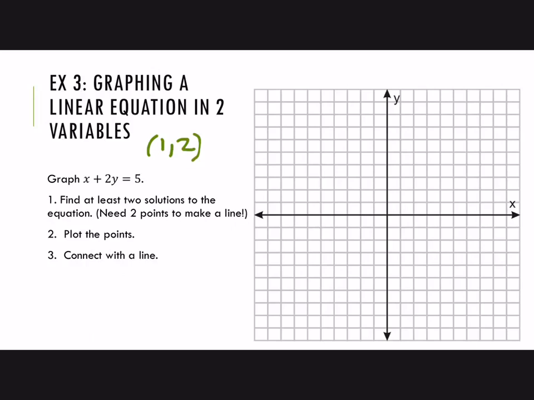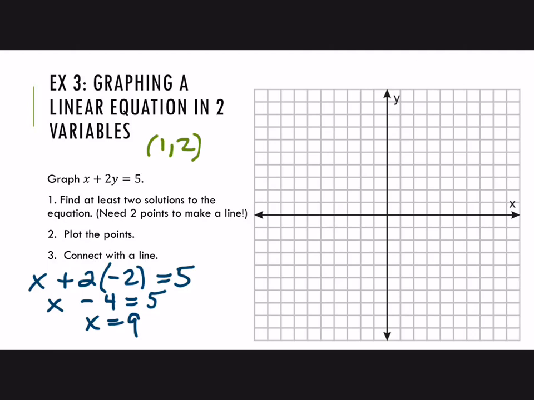You could also choose a y and then see what the x value is that goes with it. So let's pick a negative here. How about -2 for y? And then I would solve for x. So 2 times -2 is -4, and then add 4 to both sides, and x equals 9. So the point (9, -2) is also a solution.